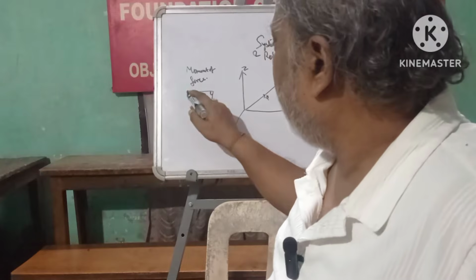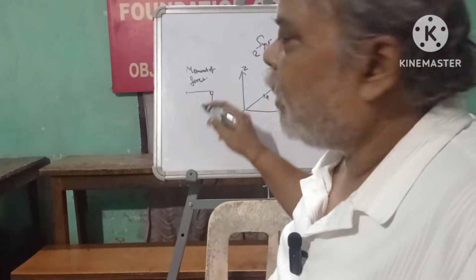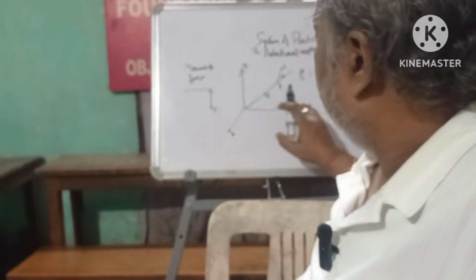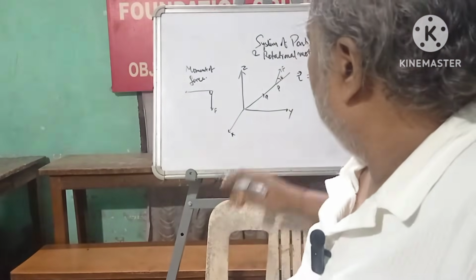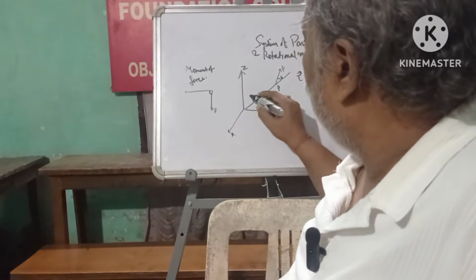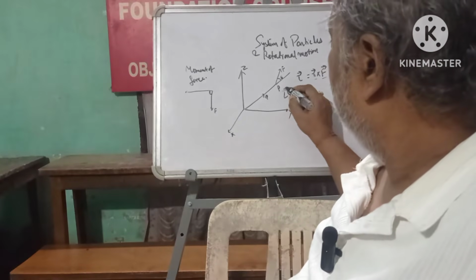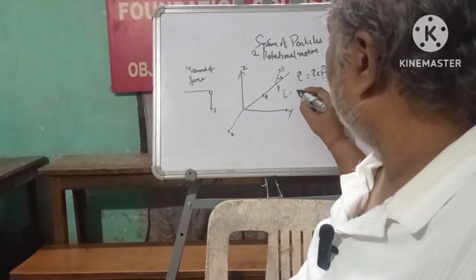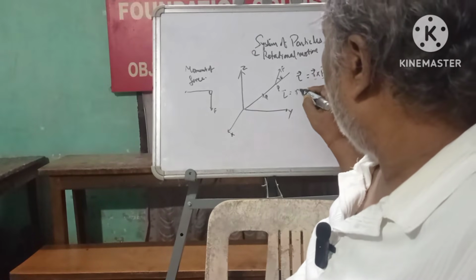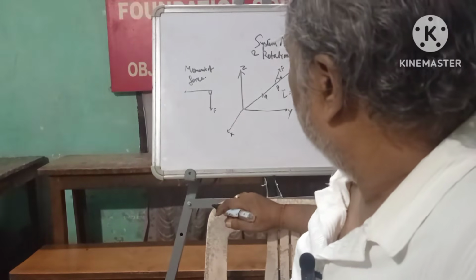This is the fixed point, and this is your arm, and this is the force acting on it, which is perpendicular to the arm. So now you see how they have done this. We know torque, let us take the magnitude of torque, that is r F sine theta.